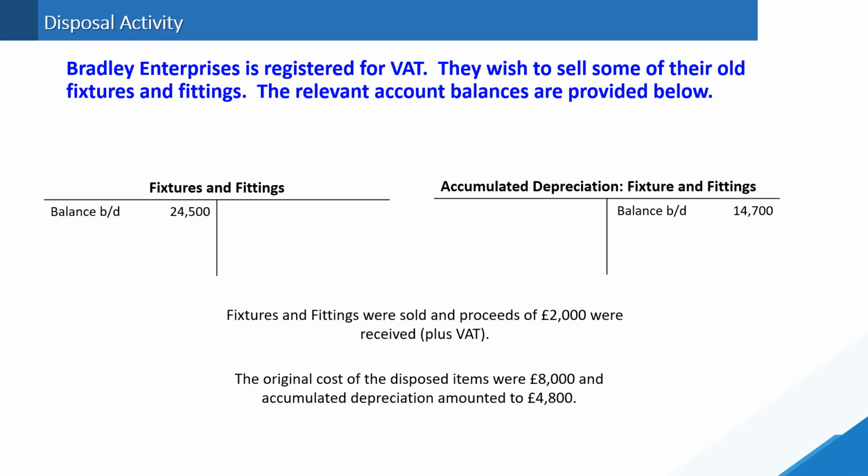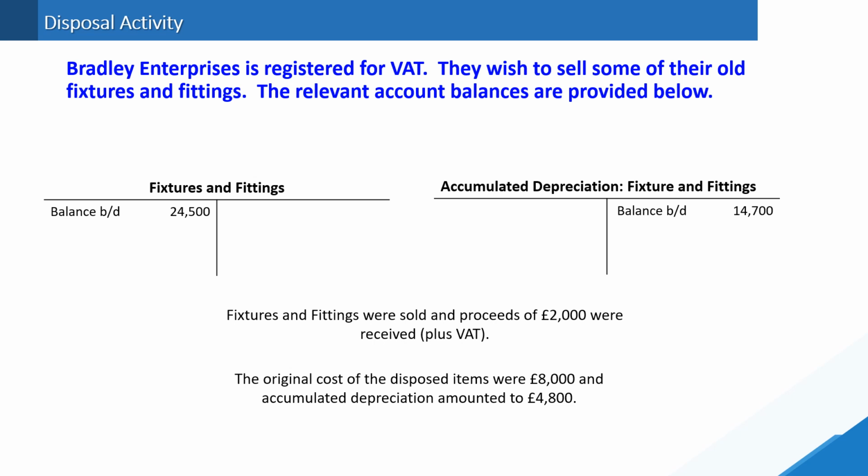We need to be very careful whenever we include VAT as to how the question is phrased. Does that figure include it? Is it plus VAT? We're told that the original cost of the disposed items was £8,000 and that those items had accumulated depreciation which amounted to £4,800.